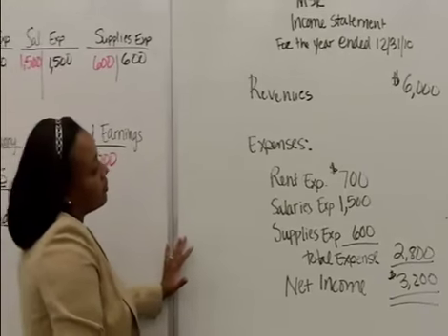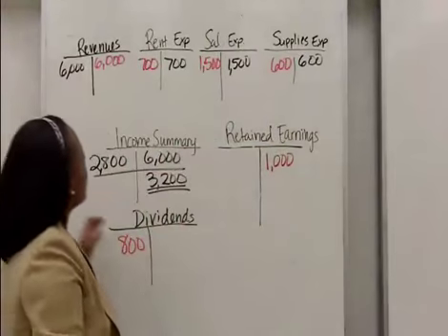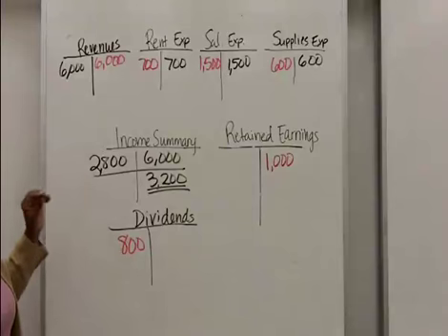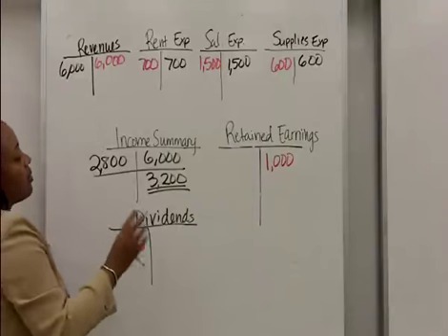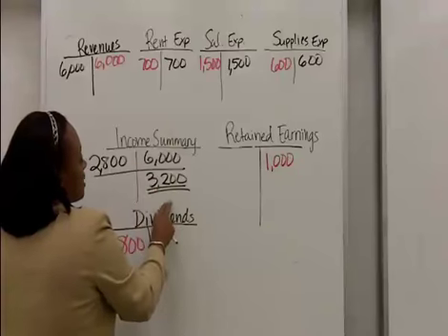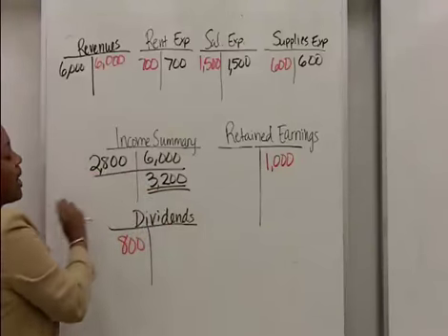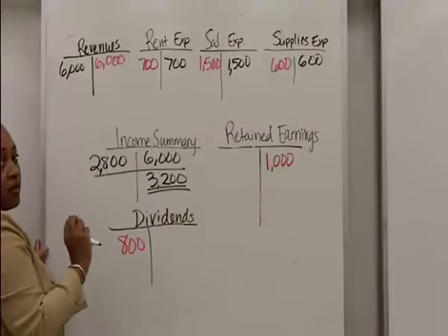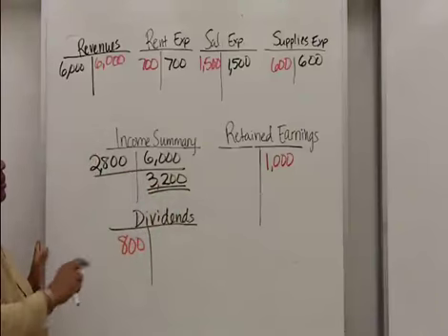Okay. So this account, income summary, all it is, is a summarization of your expenses and your revenues to calculate your net income. Now, keep in mind, you will have a credit balance if you have a net income. You will have a debit balance if you have a net loss. So let me repeat that. A credit balance if you have a net income, and a debit balance if you have a net loss.